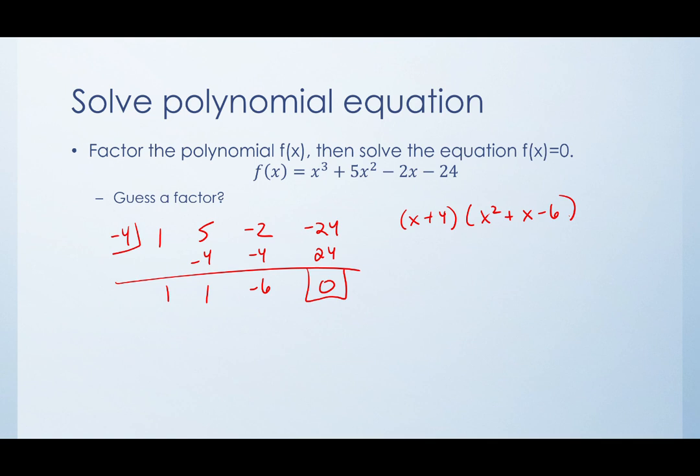And that one, we really don't need to keep going here. We can say, oh, I know how to factor that. What are factors of negative 6 that add to 1? Well, we've got plus 3 and minus 2. And we're done. We've factored f of x. Great.